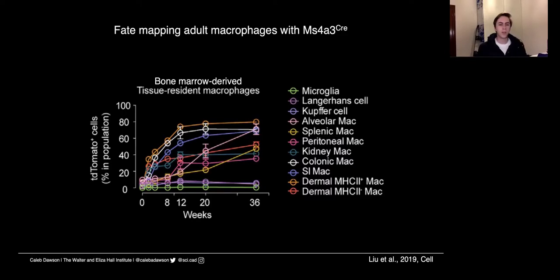But then during growth, populations such as microglia, which are embryonic for life, are not contributed to at all by adult bone marrow macrophages. Whereas other populations, such as the colon and the small intestine, are quickly replaced by adult macrophages as the mice grow.